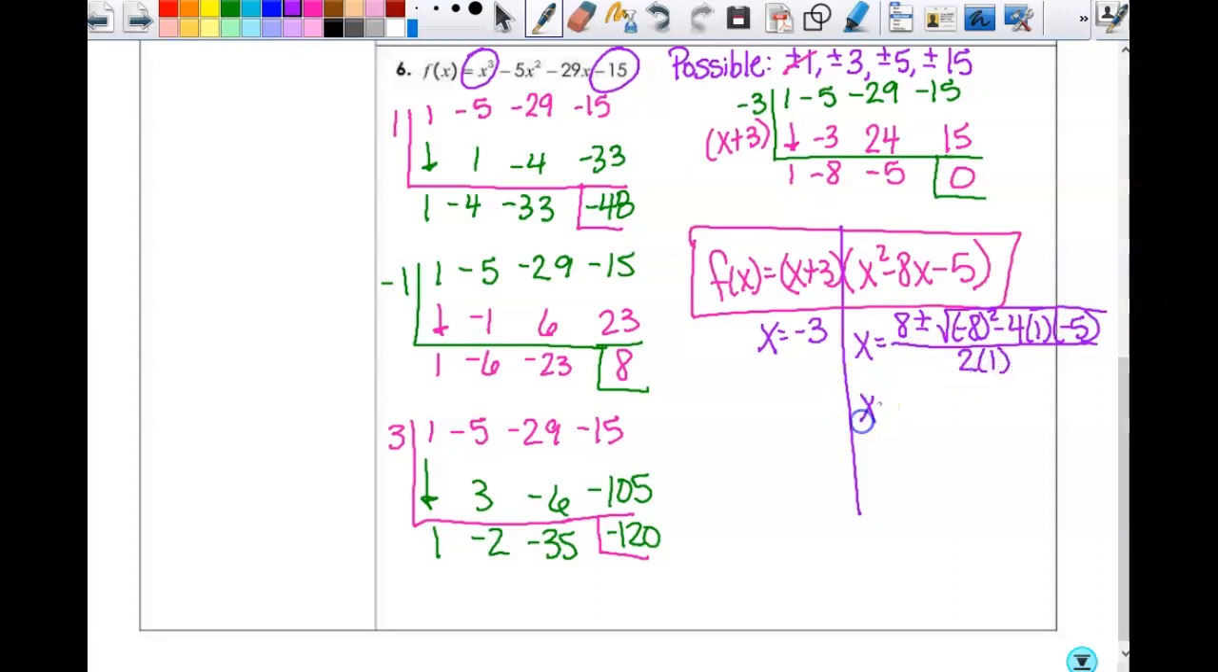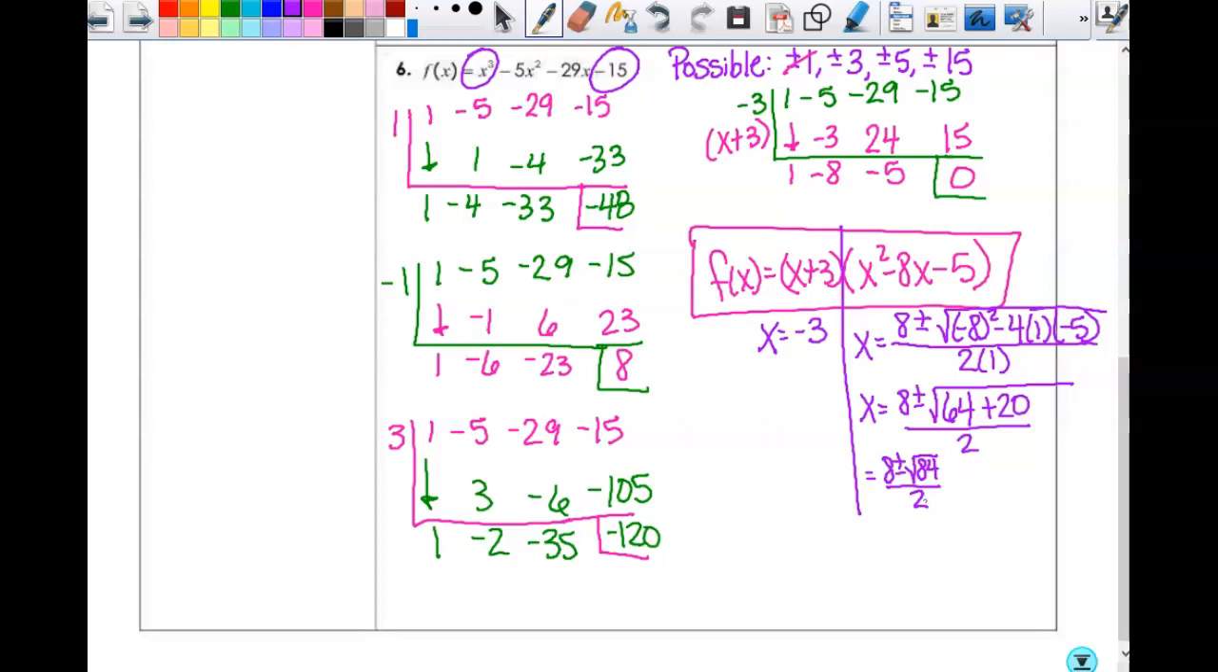So I get x equals 8 plus or minus the square root of 64, and then negative 4 and negative 5 is going to be a positive 20, all over 2. So that is equal to 8 plus or minus the square root of 84 over 2. So now I've got to simplify the square root of 84. So go ahead and figure out what you think that might be.